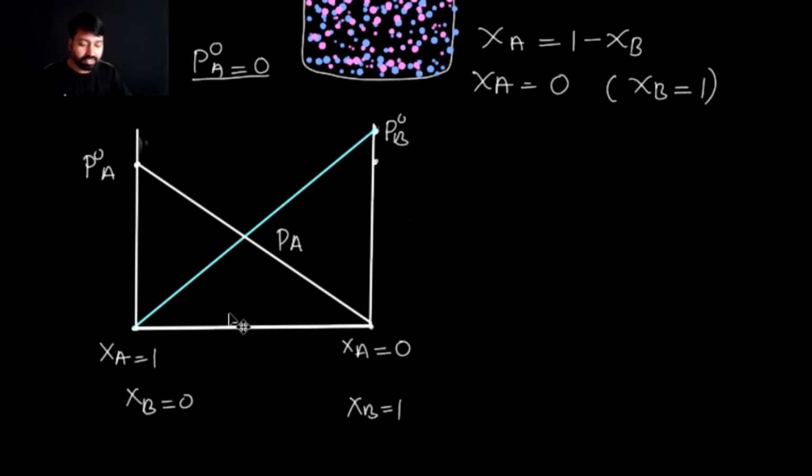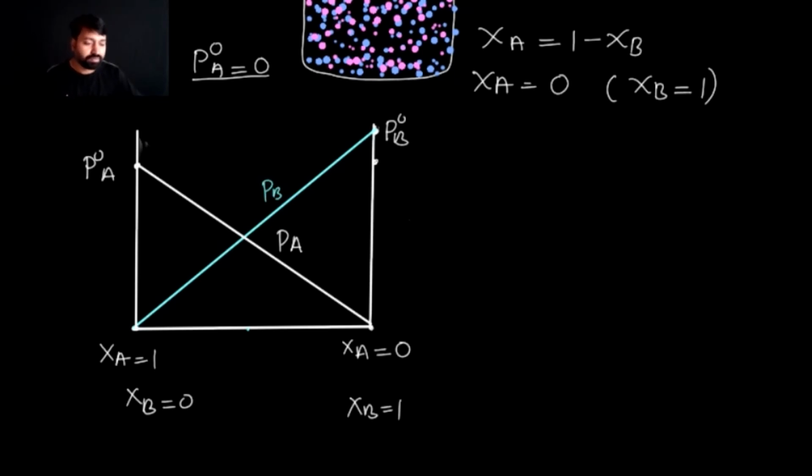This graph indicates both the components we have taken. This is the component A. When A alone is 1, at that moment B is equal to 0. Somewhere here at the middle point, the mole fraction of A equals 0.5 and mole fraction of B equals 0.5. But here, when the mole fraction of A equals 0, its partial pressure is 0. So I forgot to write here PB. It's PB, students.